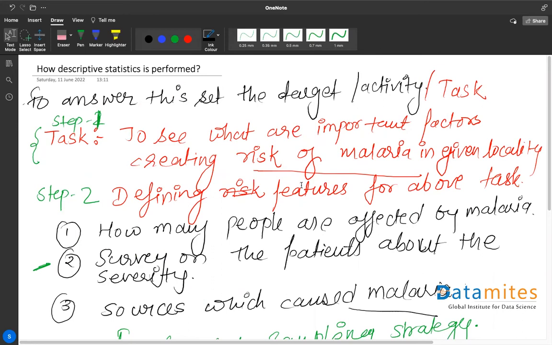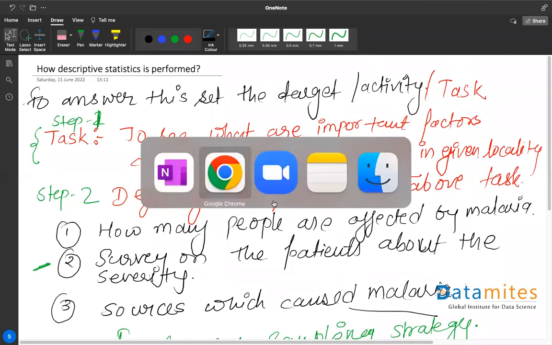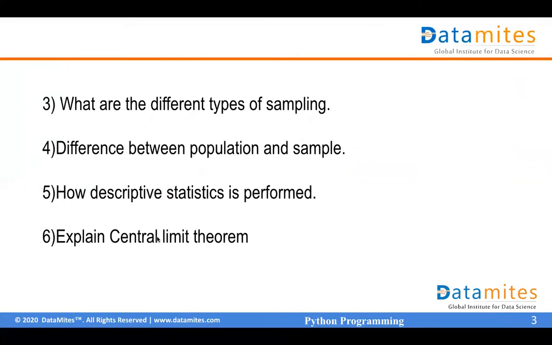All right, any question? What are the symptoms? Yes, correct, symptoms also you can say. Environment, correct. All right, let's see our next question.